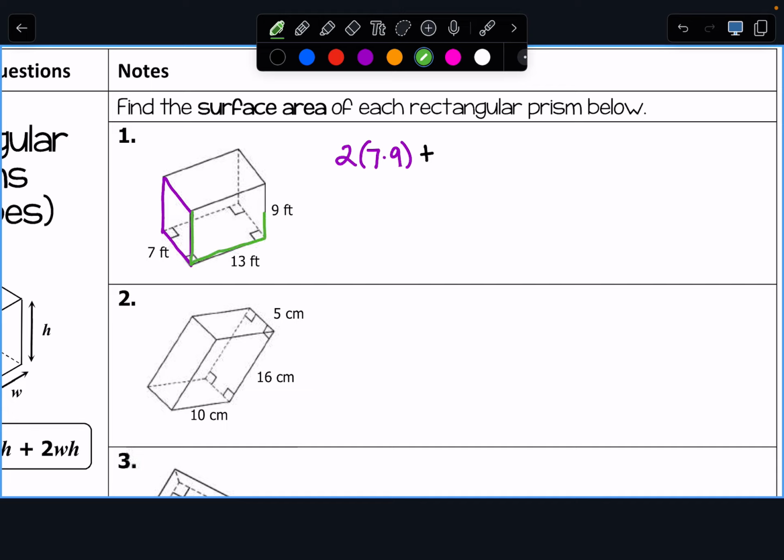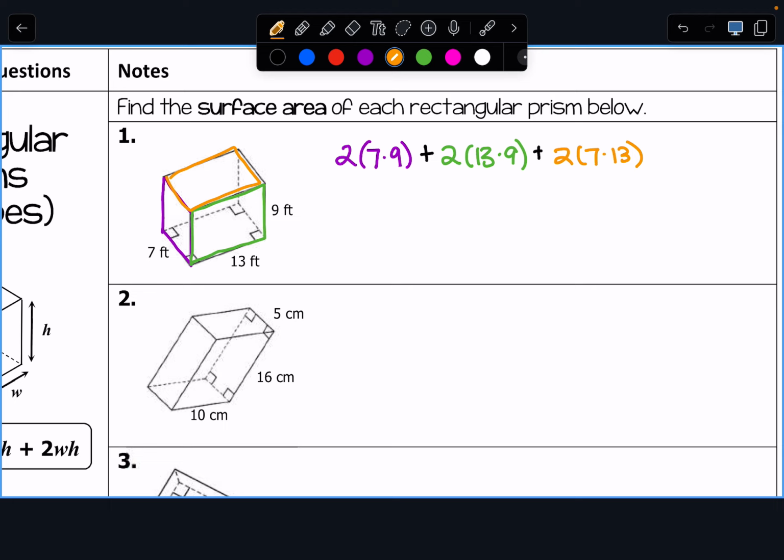This face right here, what's its dimensions? 9 by 13. Okay, 13 by 9, but there's 2 of them. And then there's 2 that are 7 by 13.